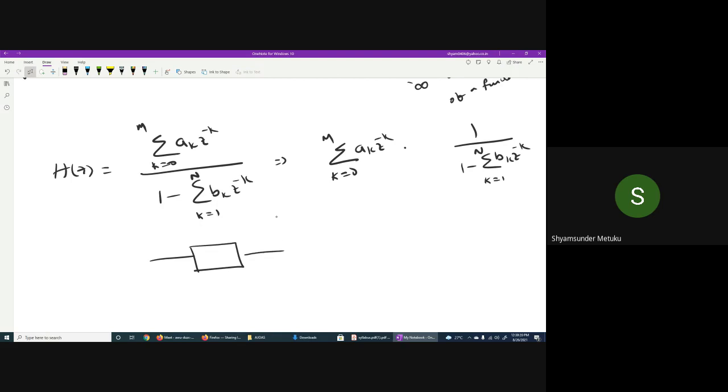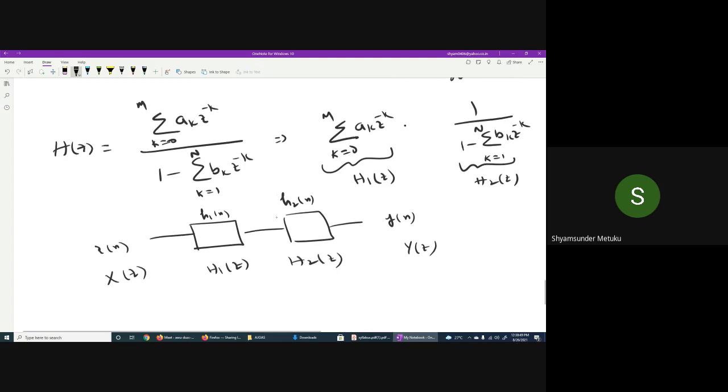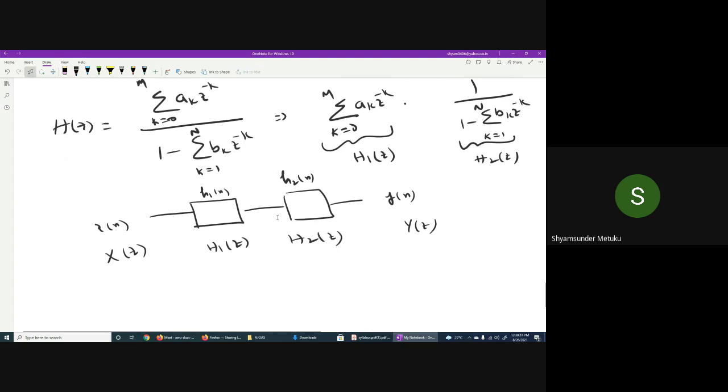I wanted to put it in a block diagram point of view. So first block, this is the second block. I'm giving this particular term as H1 of z, this particular term as H2 of z. Actually, I want H of z, which is x of n, this is y of n, this is h1 of n, this is h2 of n. In terms of the z domain, X of z, Y of z, H1 of z, H2 of z. Can we write this way?